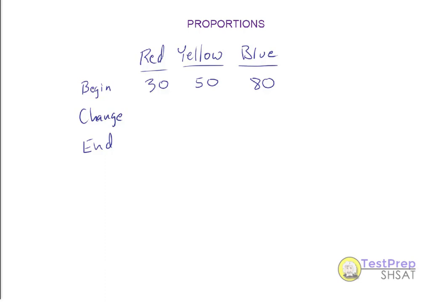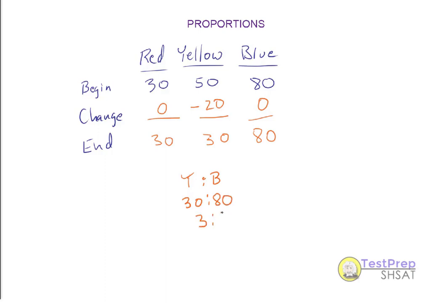So in this case, suppose we took away 20 yellow marbles. That's a change of minus 20. We didn't change the blue, we didn't change the red. So at the end, I'm going to have 30 red, 30 yellow, and 80 blue. If the problem asks me, what's the new ratio of yellow to blue, I know that answer is now 30 to 80 or 3 to 8.